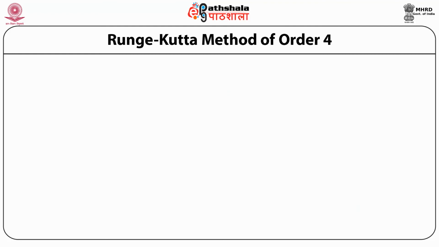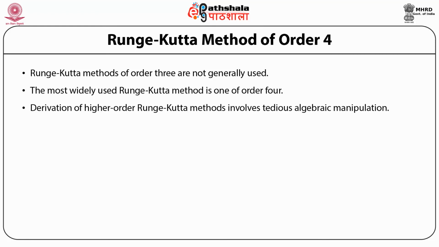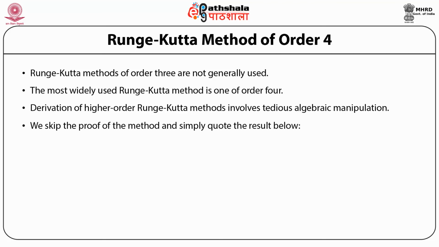Runge-Kutta method of order 4. Runge-Kutta methods of order 3 are not generally used. The most widely used is the Runge-Kutta method of order 4. Derivation of higher order Runge-Kutta methods involves tedious algebraic manipulation. So we skip the proof of the method and simply quote the result below as u0 equals alpha.